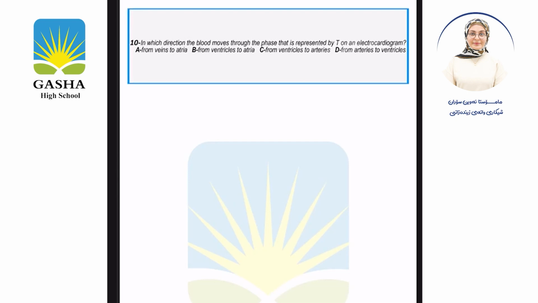Question 10. In which direction does the blood move through the phase that is represented by T on an electrocardiogram? The multiple choice: A, from vein to atria; B, from ventricle to atria; C, from ventricle to arteries; and D, from arteries to ventricle. As you remember, in T phase, the ventricle and artery relax. When they are relaxing, the blood goes from vein to arteries, if you remember.